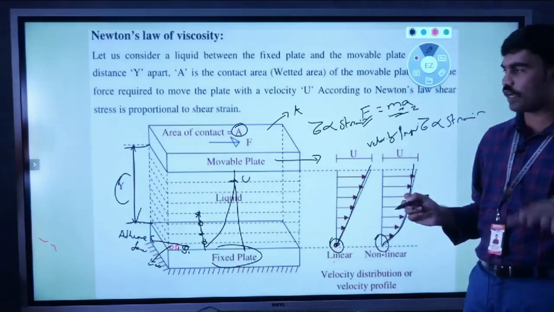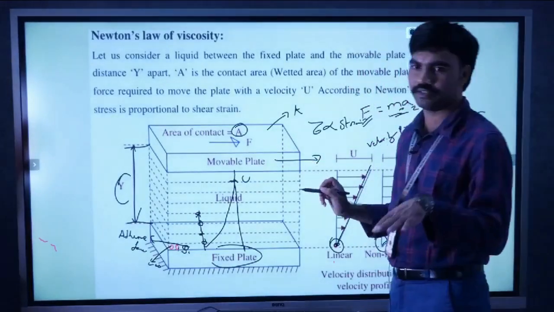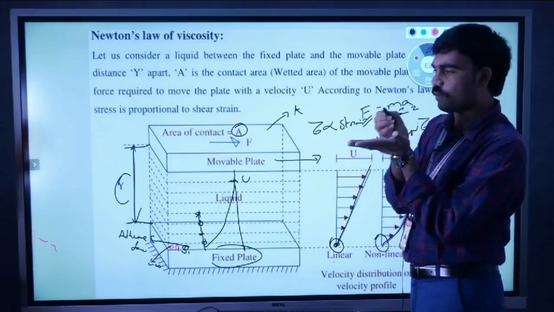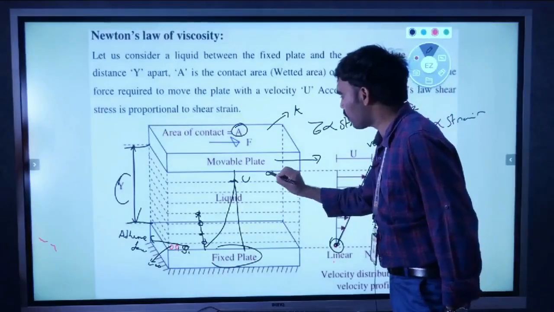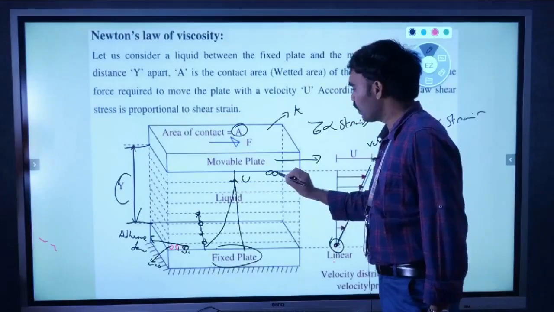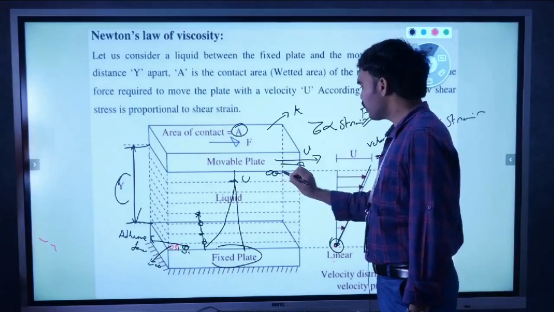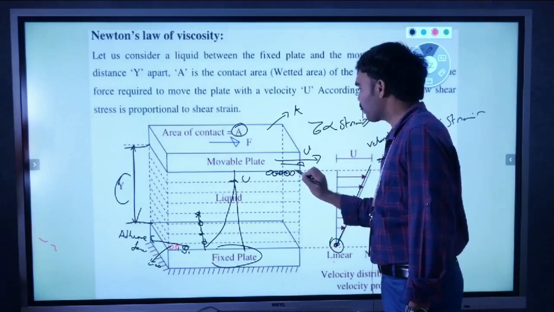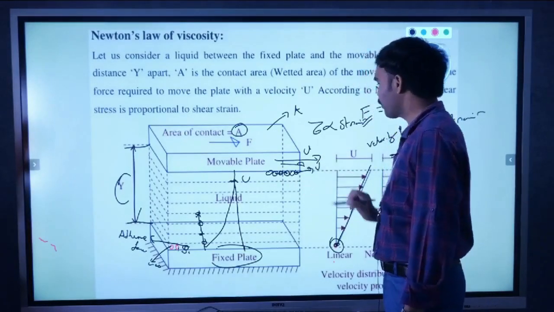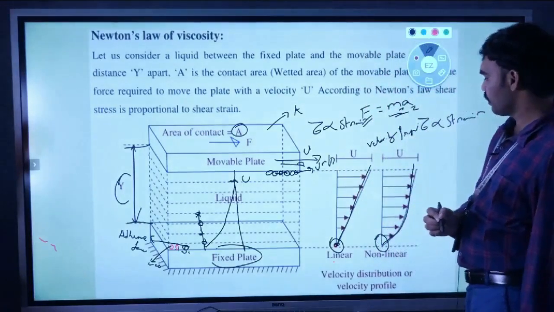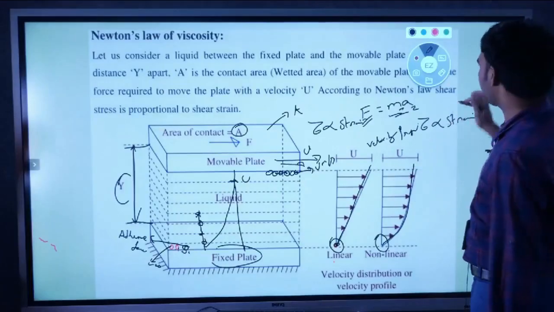For example, if you throw a duster like a mobile plate, when the fluid particles contact with this solid surface, they will gain the velocity of this duster. If it is moving with the velocity u, then these fluid particles, when they contact the solid surface, will gain the velocity of u meter per second, right?